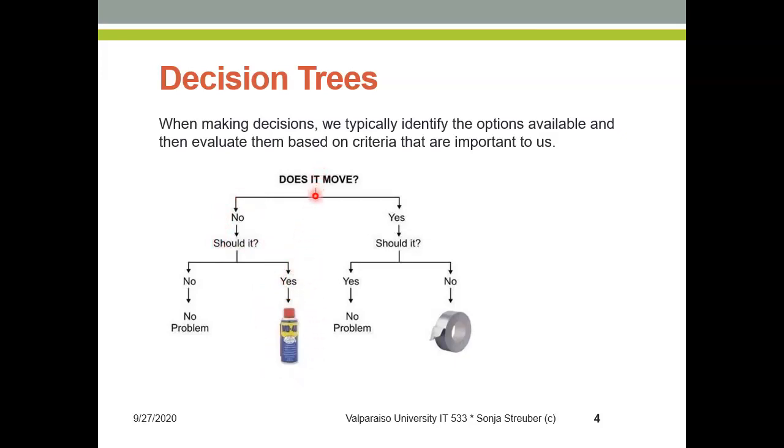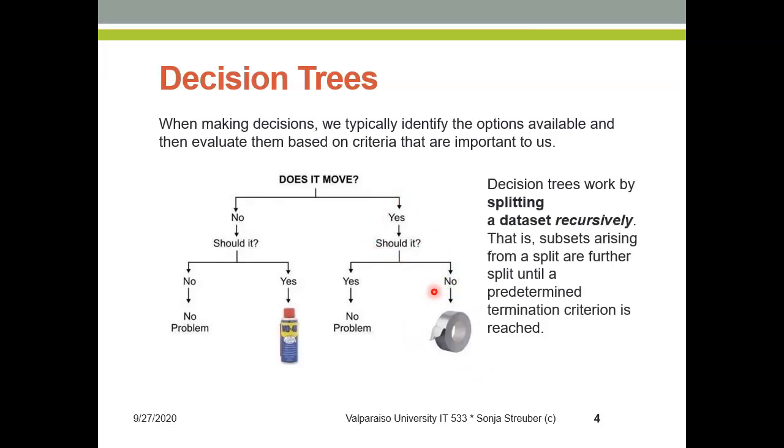Similarly, on our other branch, does it move? Yes. We then ask the same subset question, should it move? If it should move and it is moving, no problem. If it's moving and it should not move, then we apply duct tape.